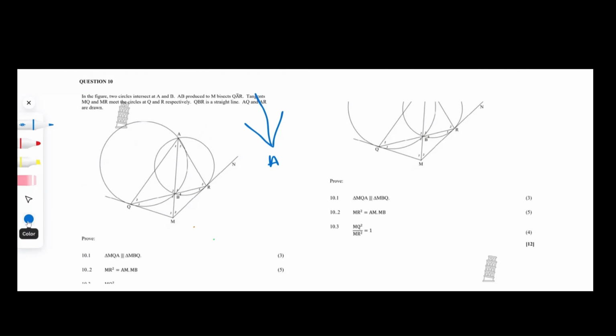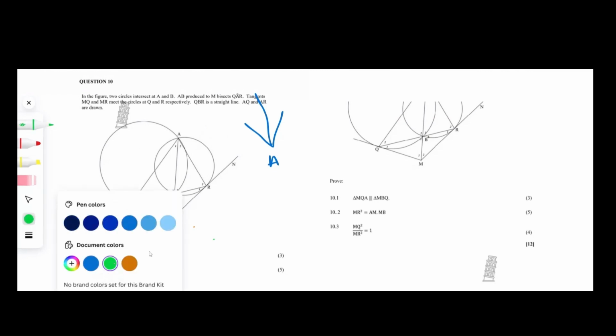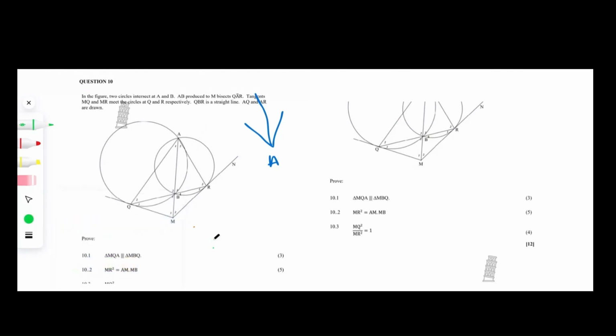And so what do we do with that information? How do we annotate our diagram using that information? What we have to do is annotate A1 and A2 using corresponding colors. Next part of the question. Tangents MQ and MR meet the circle at Q and R respectively.